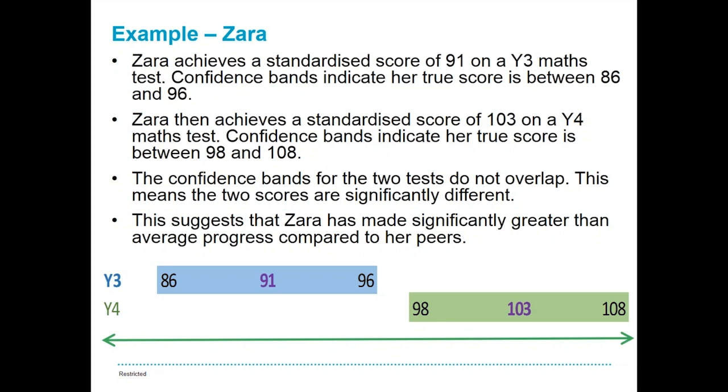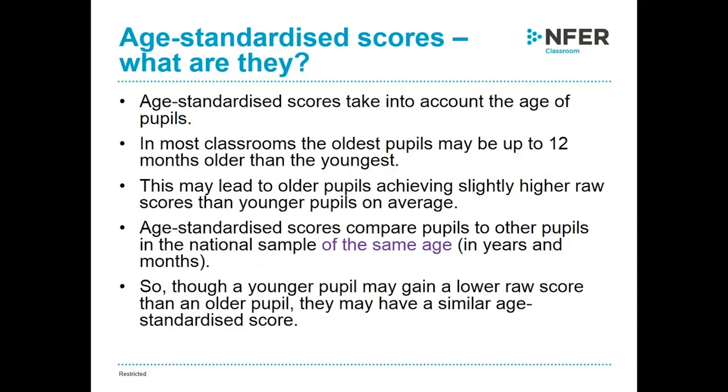So, age standardised scores. As the name suggests, age standardised scores take into account the age of the pupils. In most classrooms, the oldest pupils may be up to 12 months older than the youngest, and this may lead to older pupils achieving slightly higher raw scores than younger pupils on average. Age standardised scores compare pupils to other pupils in the national sample of the same age in years and months. So, though a younger pupil may gain a lower raw score than an older pupil, they may have a similar age standardised score.